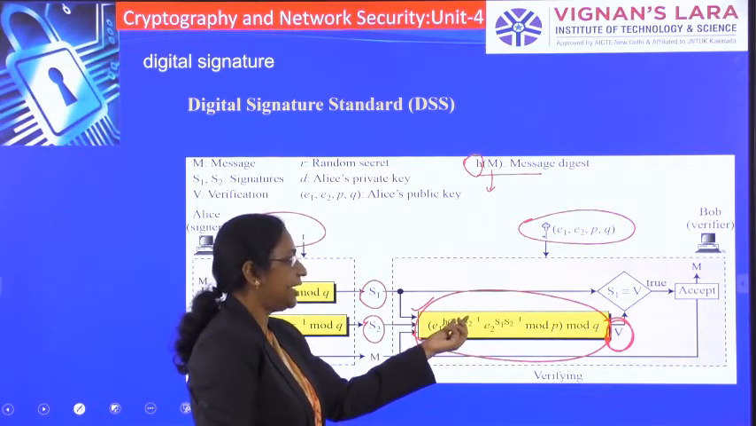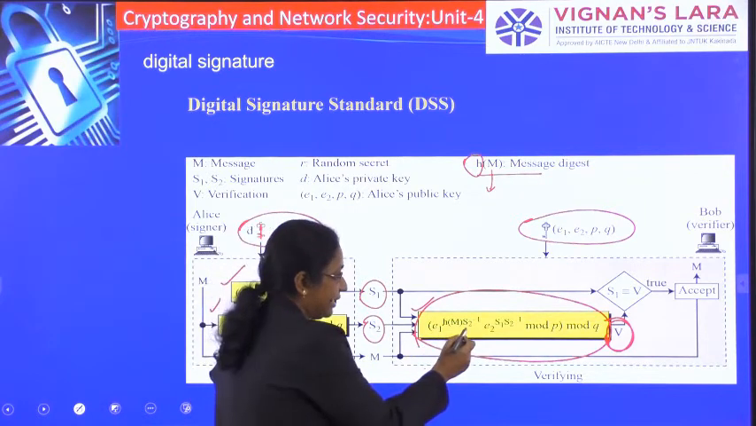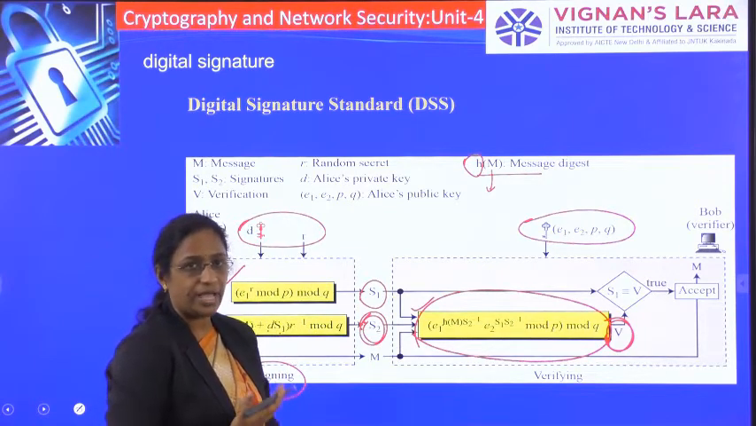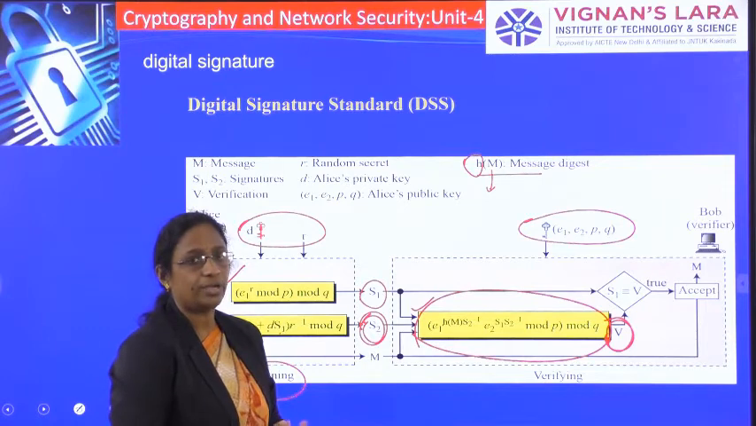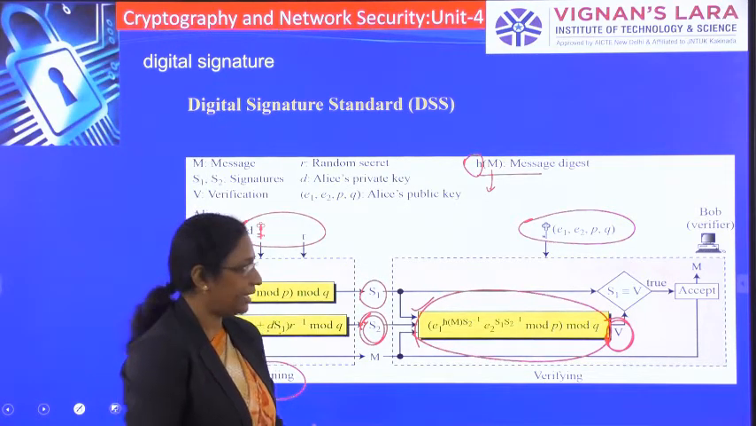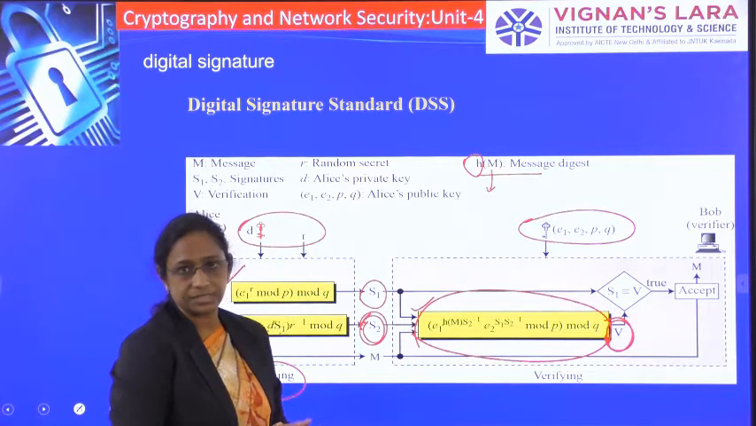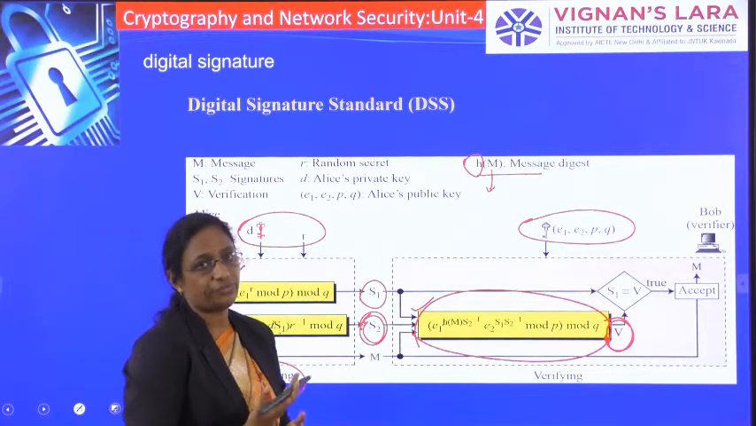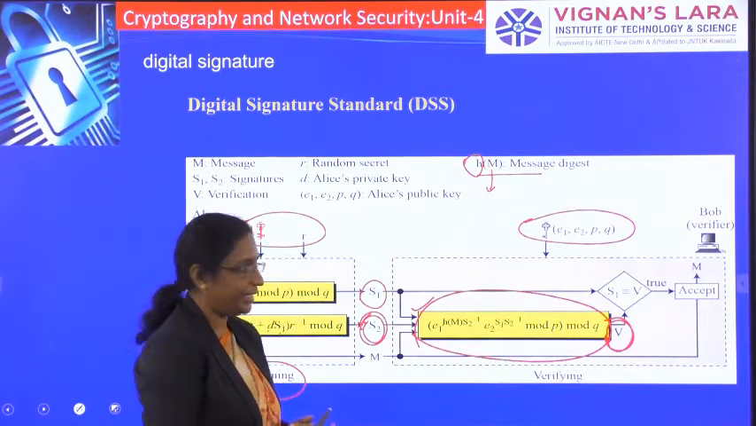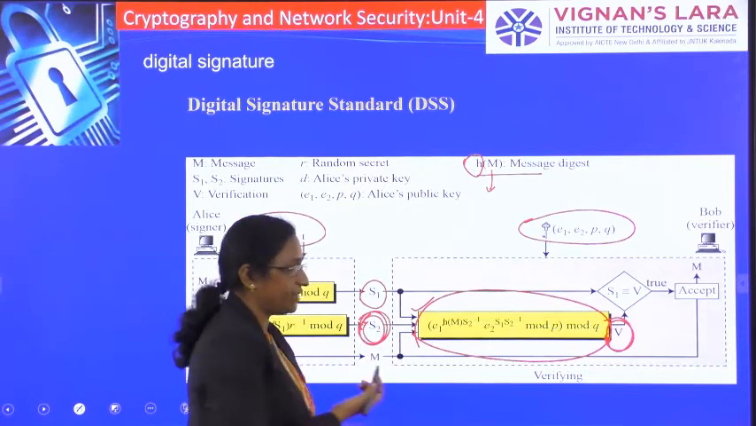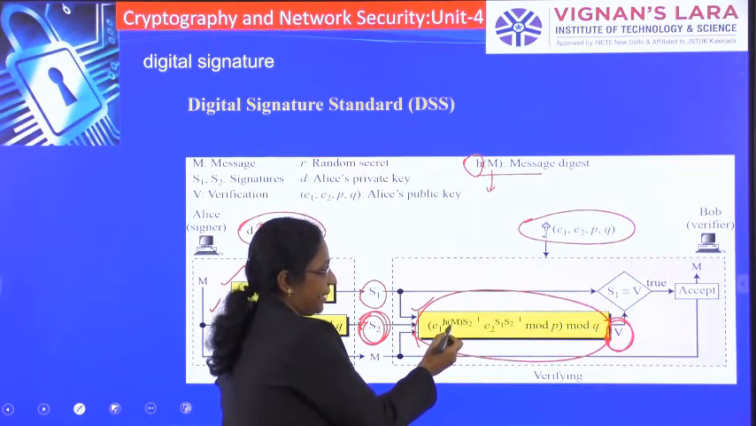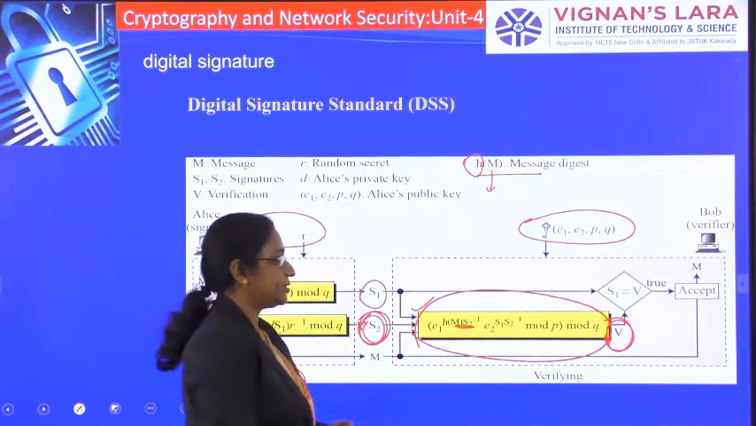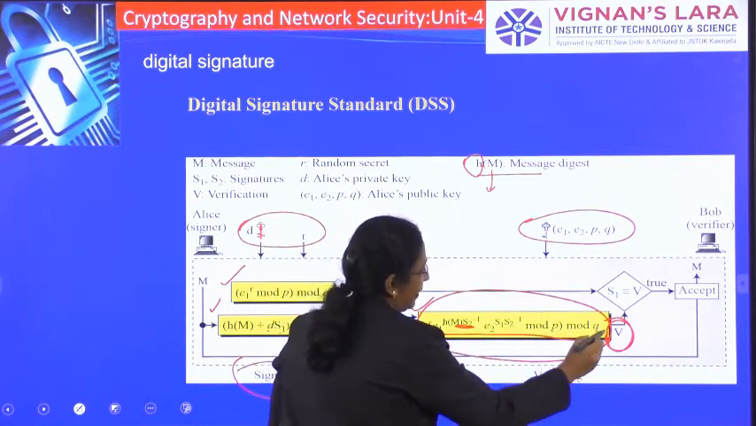That message digest, and then you will be calculating the inverse of this S2. You know your Euclidean algorithm and your extended Euclidean algorithm. By using the extended Euclidean algorithm to find the inverse of a number, you can calculate the inverse of this S2, and that inverse will be multiplied with H(M). So similarly for S1, S2, you will be applying this function.